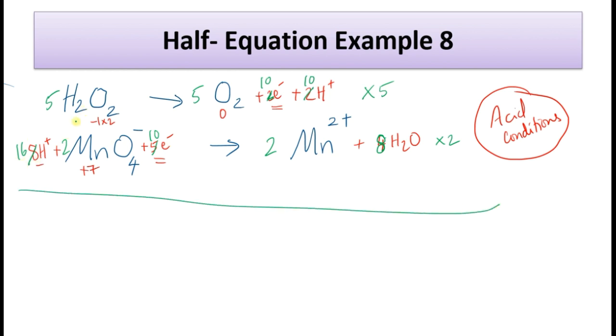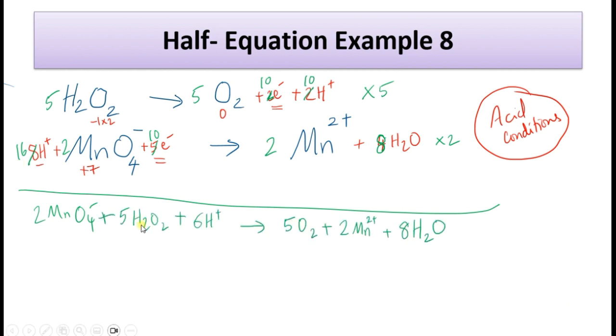Notice that you've got H2O2, so let me write this one first. 2MnO4 minus. Okay, so check the overall equation. I have cancelled out the electrons from both sides, so 10 electrons.